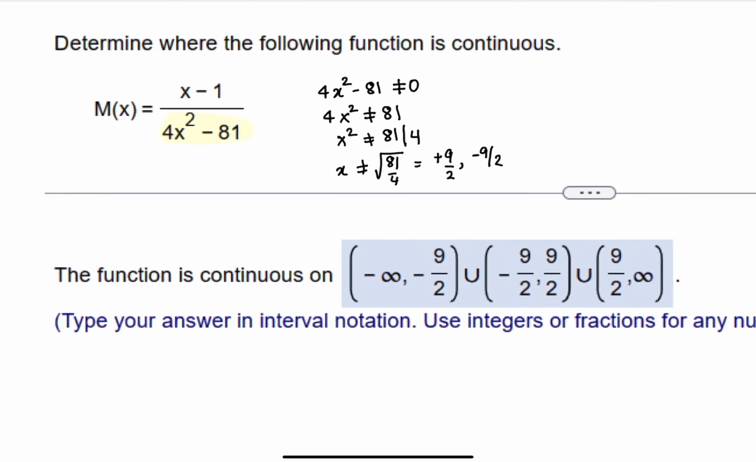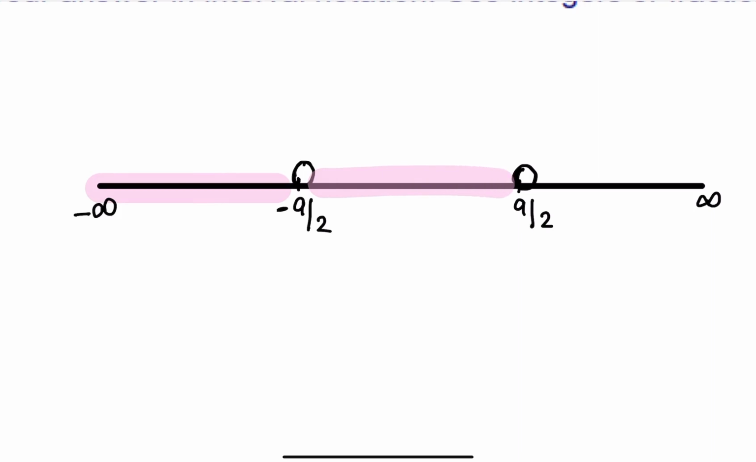Again, I'm going to do the same thing here. I'm going to draw a number line, and I will go ahead and put negative infinity, positive infinity. This is negative 9 over 2 and positive 9 over 2. I know my x should not be negative 9 over 2. My x should not be positive 9 over 2. I can have anywhere from negative infinity to negative 9 over 2, from negative 9 over 2 to positive 9 over 2, and from there to infinity. How do I write that down?